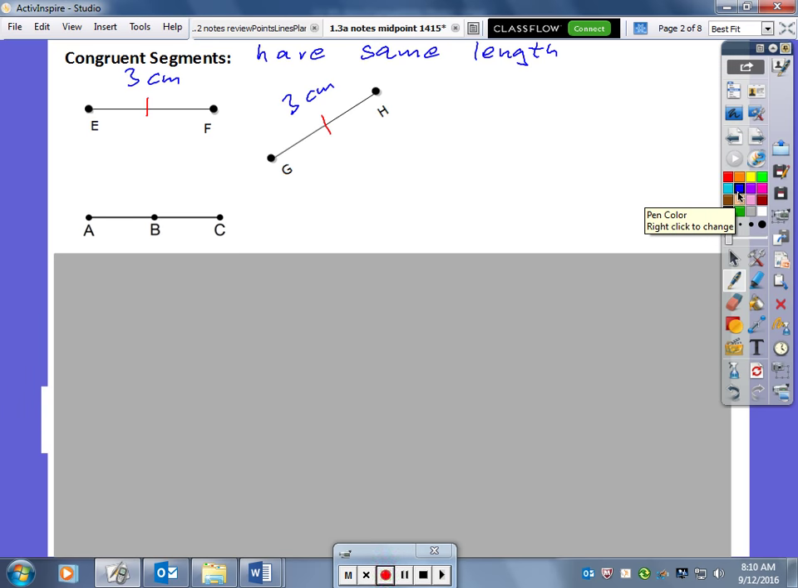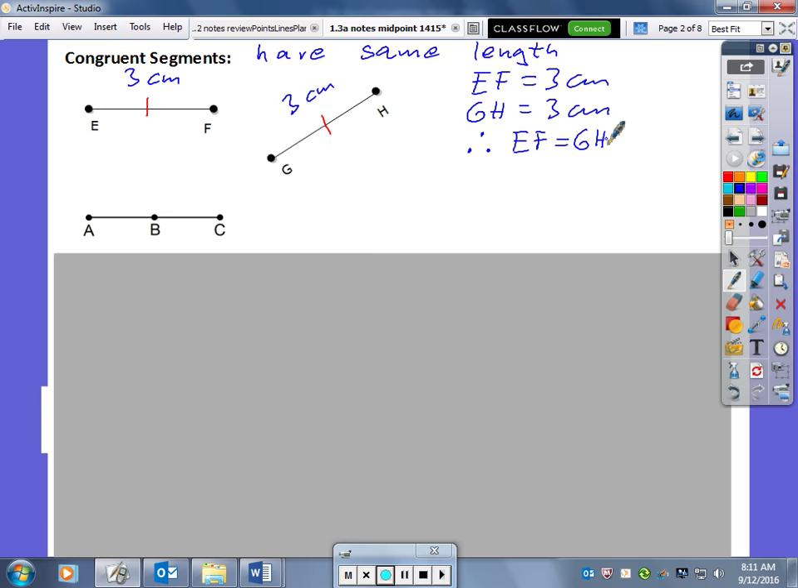So what we're saying is the length of EF is 3 centimeters, the length of GH is 3 centimeters. Therefore, remember our therefore from the previous unit, the length of EF is equal to the length of GH. So here we're talking about the lengths being the same or equal.